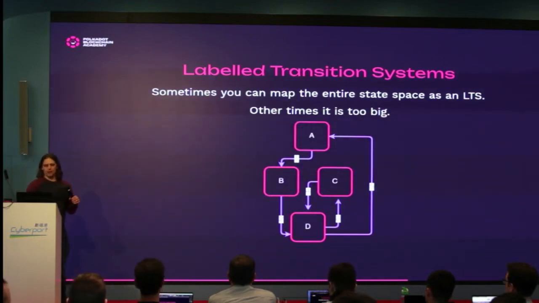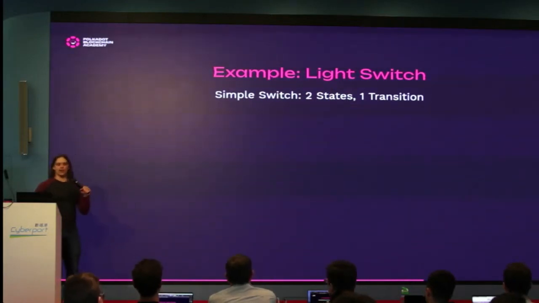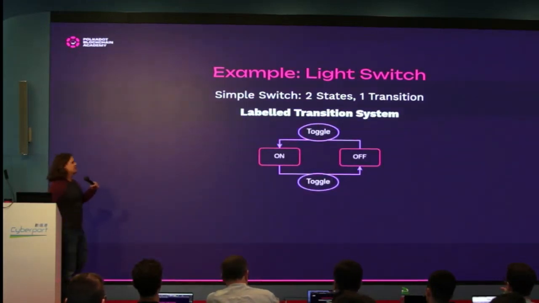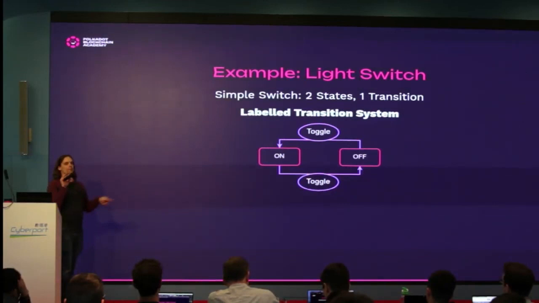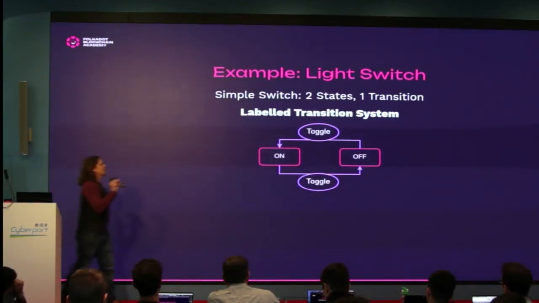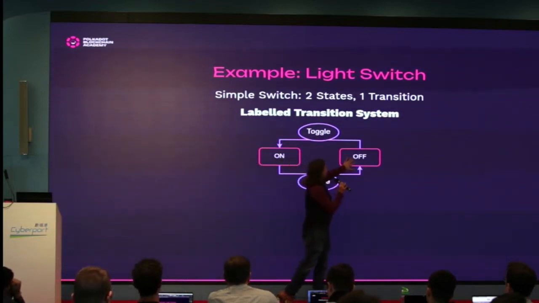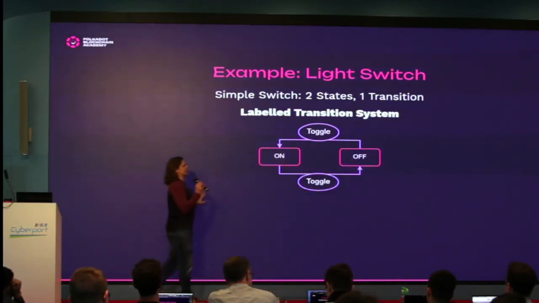Okay, so I have an example. A light switch and the light that goes with it. It has two states, either on or off, and it has a single type of transition, which is called toggle. Maybe you can think of this as a light button, not a switch. If it's on and you push the button, then it goes off. If it's off, you push the button, it goes back to on. Very simple state machine, okay?